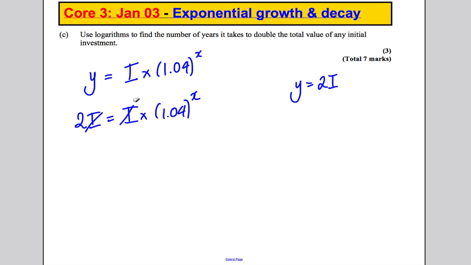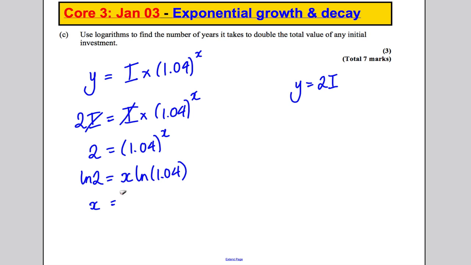Divide both sides by I, you would have 2 is equal to 1.04 to the power of x. Take logs of both sides, or natural logs. ln 2 is equal to x ln 1.04, and that's bringing down the power of the x as well in one move. So x, putting x this side, would be ln 2 divided by ln 1.04. And that should tell us how many years.